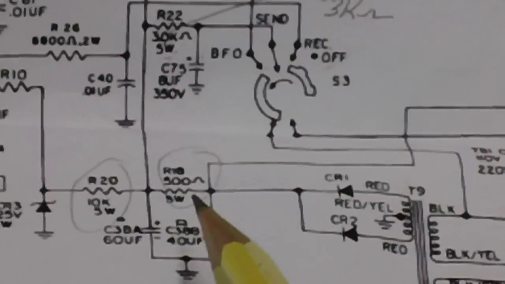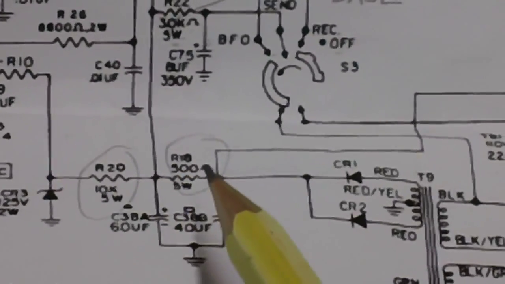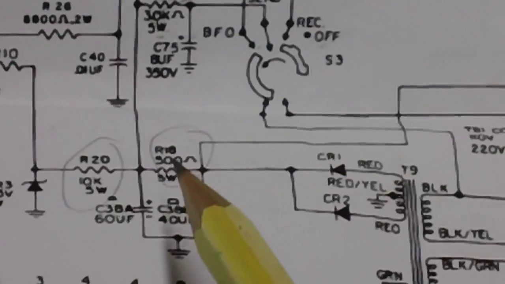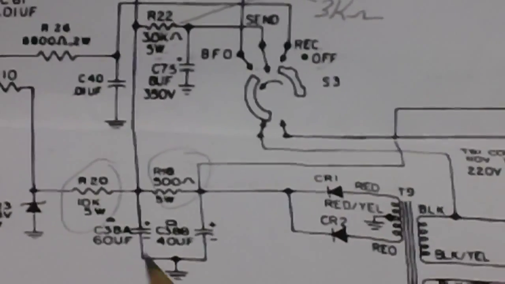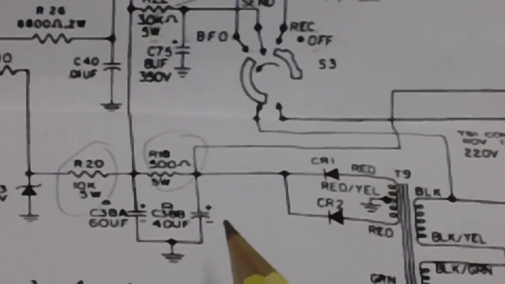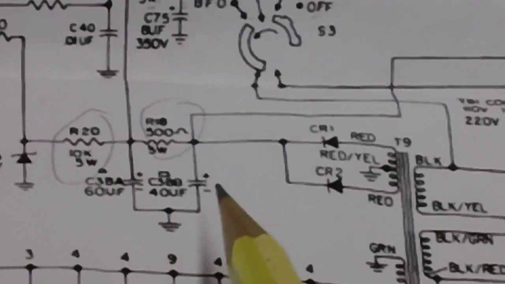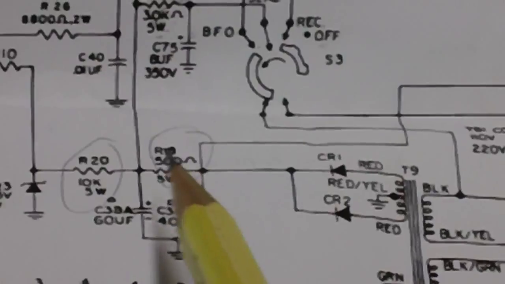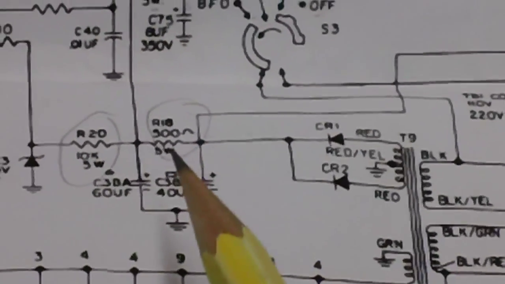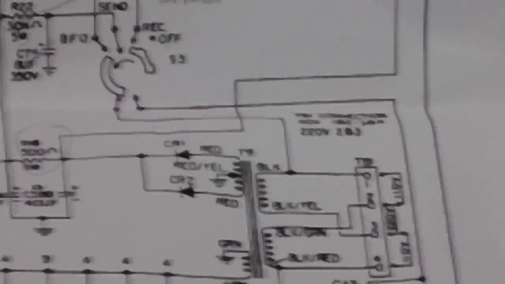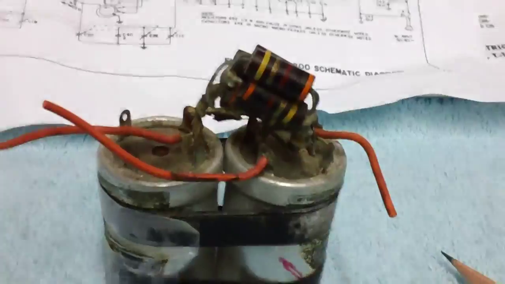Now, the cheap choke in our radio is 1500 ohms. The one right here is 500. That is a 60 microfarad and a 40 microfarad with a resistor between them of 500 ohms. Whereas with our General Electric, we have a 75, I think it is, and a 30, and then a 1500 ohms. Well, here is that setup removed from the radio.